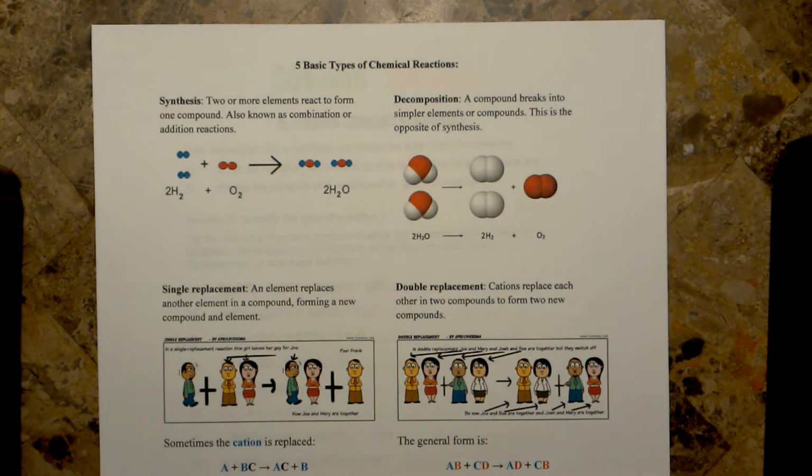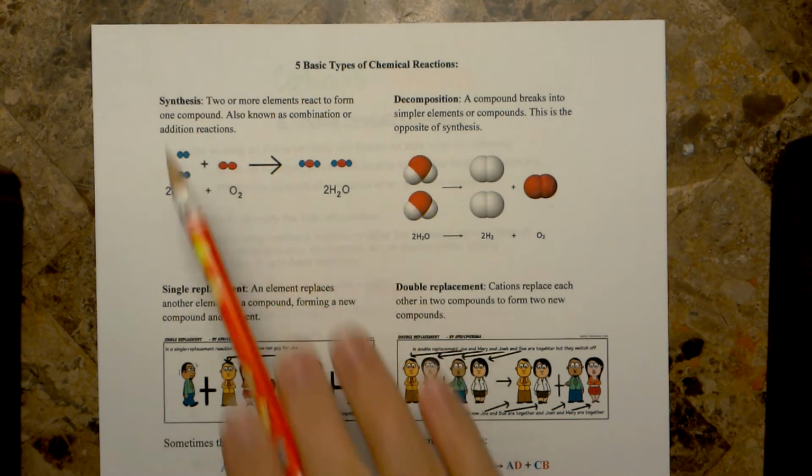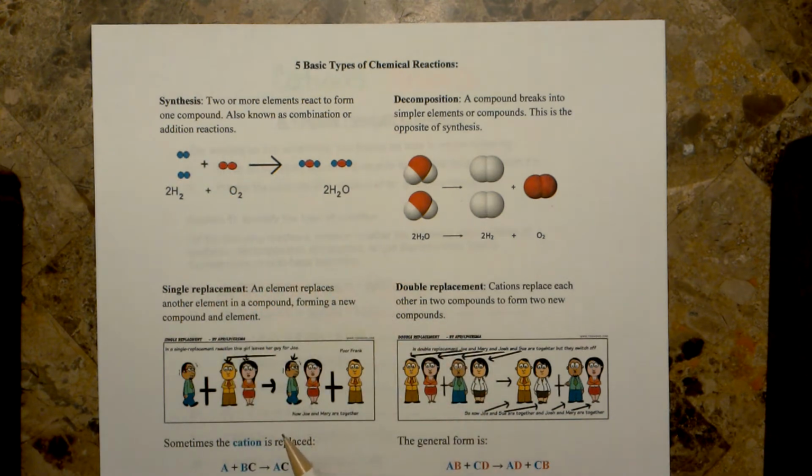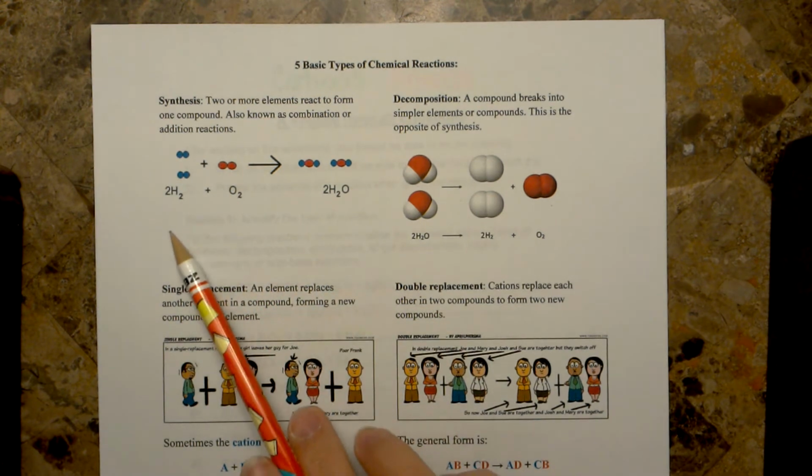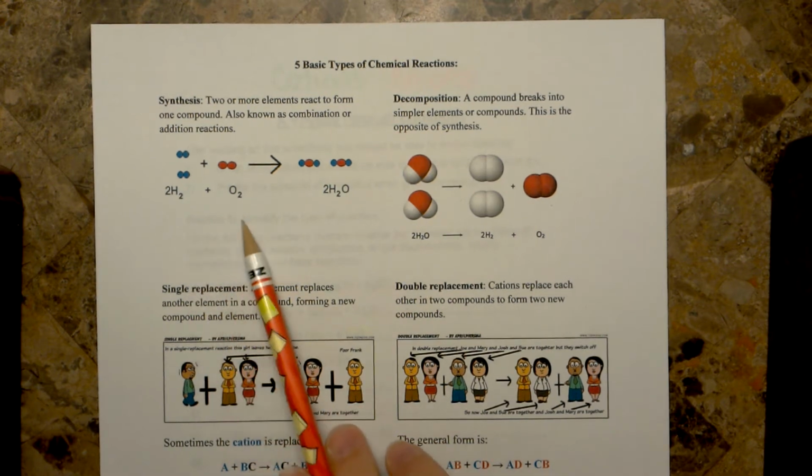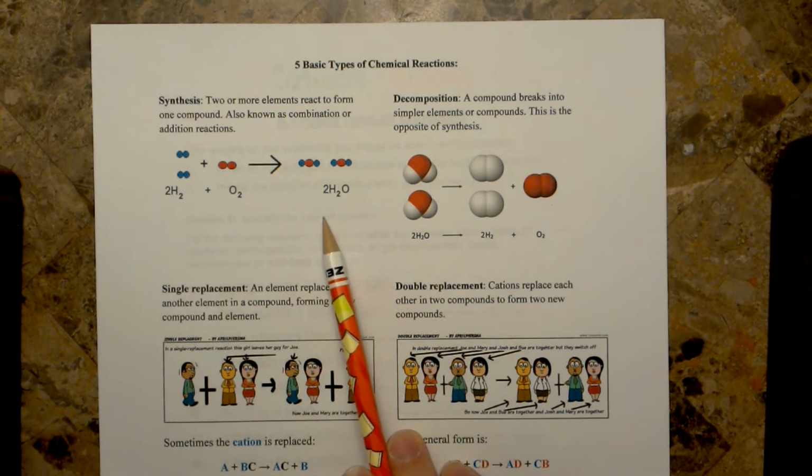This is a basic tutorial on 5 of the chemical reaction types. There are more than 5, but we're just going to cover these 5. The first one is synthesis. It's also called combination or addition reaction. It's basically when you're taking elements and you put them together to form compounds.